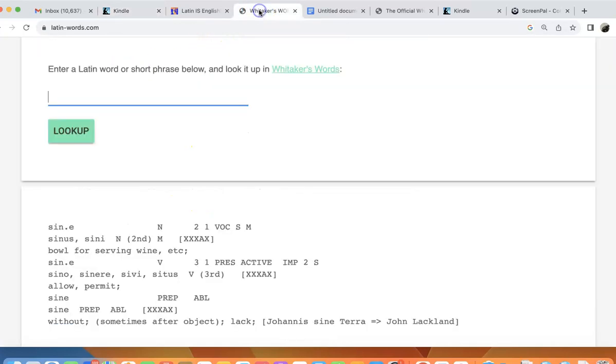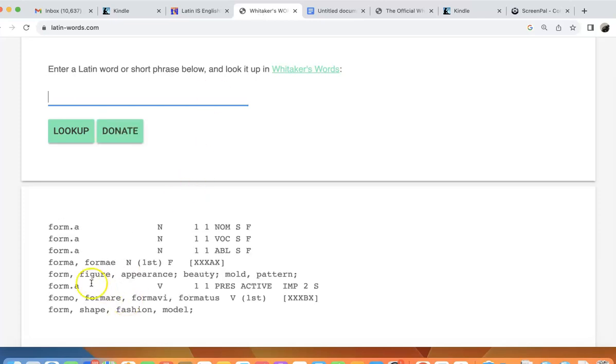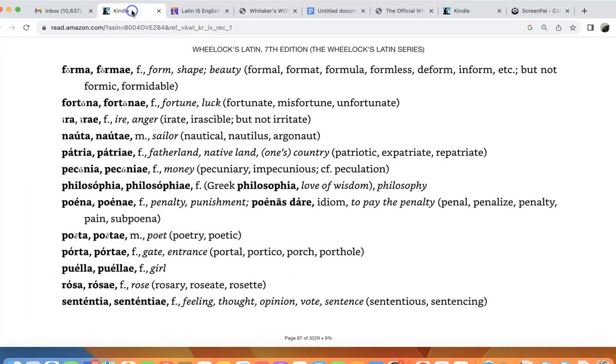Once again, for a little bit of confidence, if you wanted to use Whitaker's Words, you could do that as well. Form, figure, appearance, beauty, mold. Notice that Whitaker's also uses forma, formae, so it gives both the nominative and the genitive. It's a noun, feminine. Can also be a verb, so V means verb. Forma, formare, formavi, formatus. And so this is a good tool and site for learning Latin.